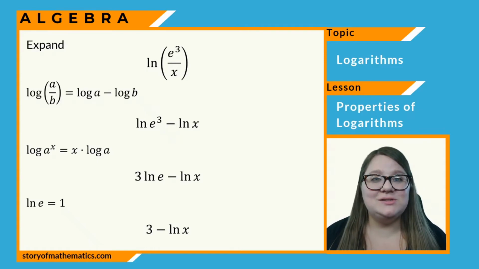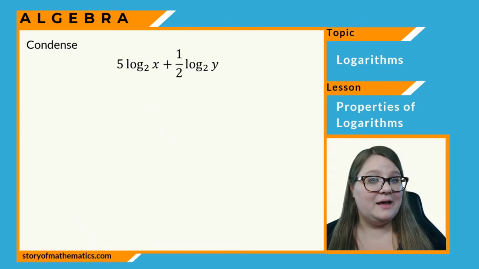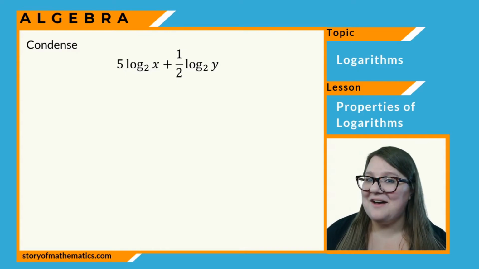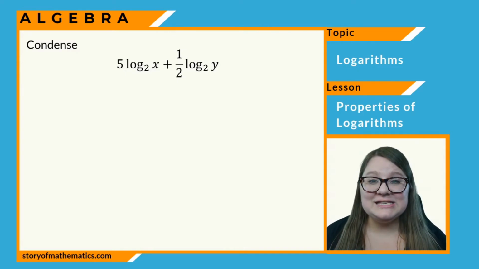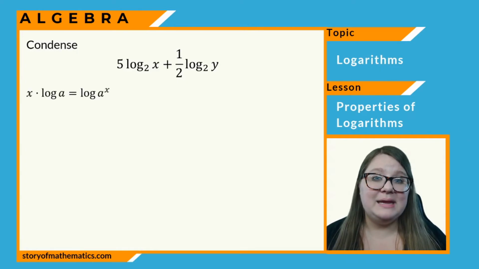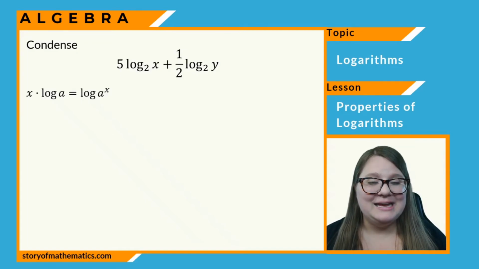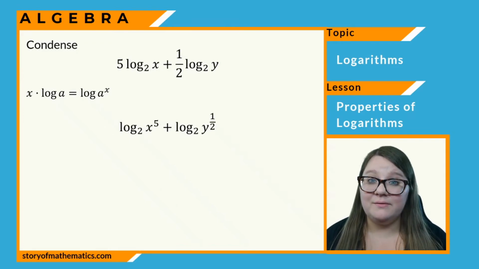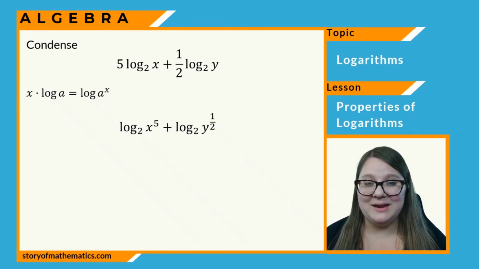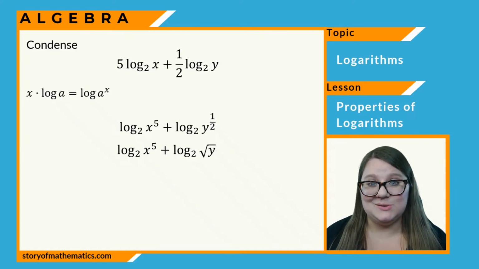Now, I could also ask you to do this in reverse. I could ask you to condense a logarithm. So I have, for example, 5 times log base 2 of x plus 1/2 times log base 2 of y. In this case, in order to put it together, I first have to remove the coefficients by bringing them up into the exponents. So I'm going to bring that 5 up to the exponent of the x and the 1/2 up to the exponent of the y. That's going to give me log base 2 of x to the 5th plus log base 2 of y to the 1/2. Now I am going to go ahead and rewrite y to the 1/2 as the square root of y because it is quite a bit easier to read as a square root.